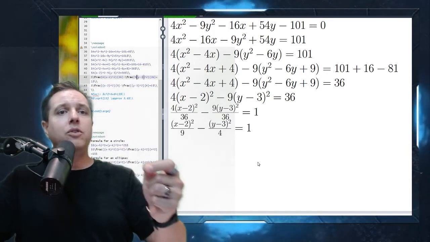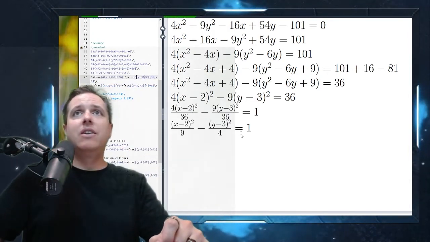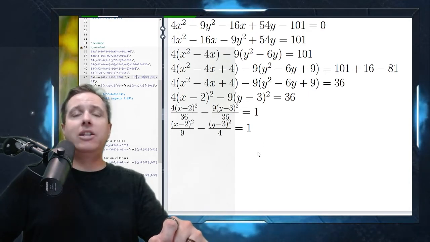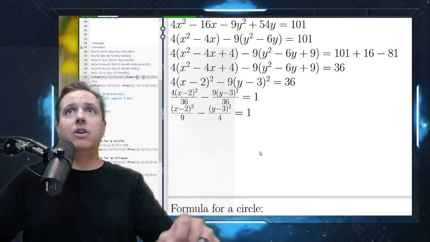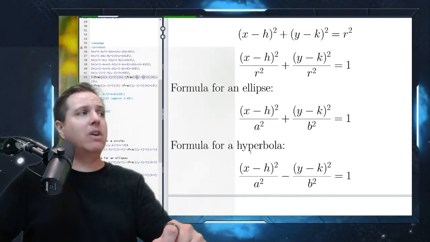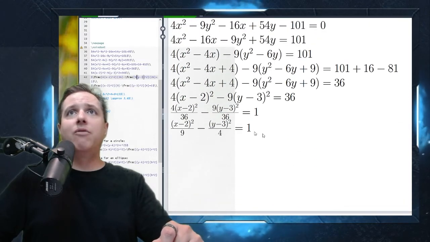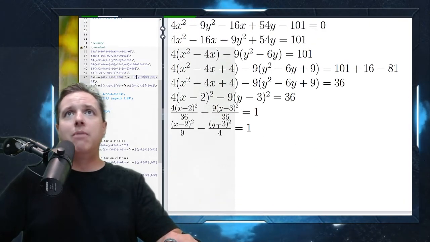So we divided both sides of the equation by 36. Then we do a little bit of simplifying. Now we're in that form that matches our hyperbola formula. Okay, this one right down here. We've now got it in this form, and we're good to go with that. So we just need to identify. We can see the center is going to be at 2, 3.